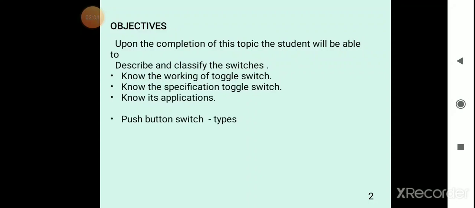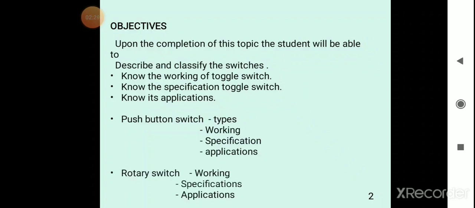Next, we will learn the working of the toggle switch, the specification of the toggle switch, and the toggle switch applications. Next switch is the push button switch. We are going to discuss the push button types, working, specifications, and applications. Another switch is the rotary switch: its working, specification, and applications.